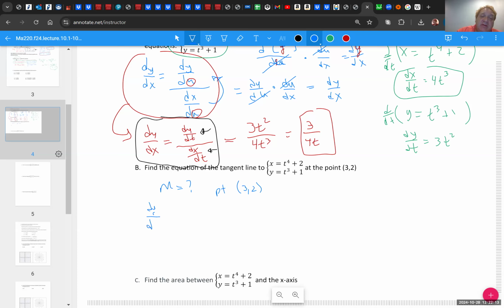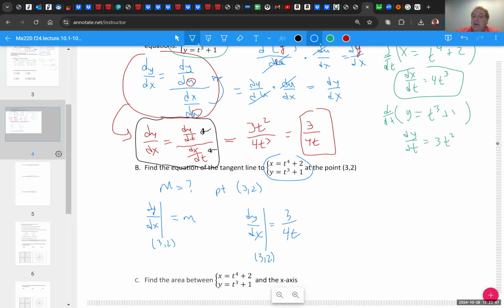The derivative finds all possible slopes of all possible tangent lines. We need to find the derivative at the point (3, 2). That will give us the slope of the tangent line at (3, 2). Well, we know what the derivative is. The derivative we just found, this is the same equations as above, right? I didn't change the equations. So the derivative, dy/dx, is 3 over 4t. And now all we have to do is just plug in the 3 and the 2, and we get our slope.